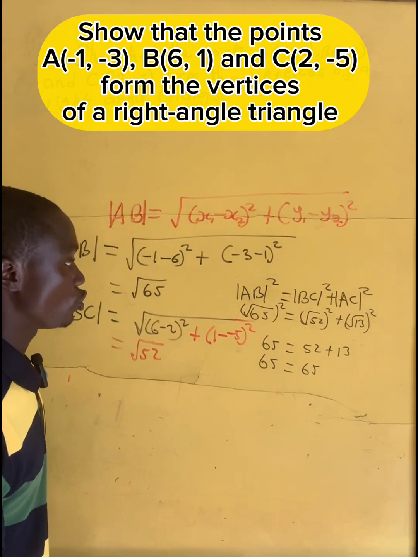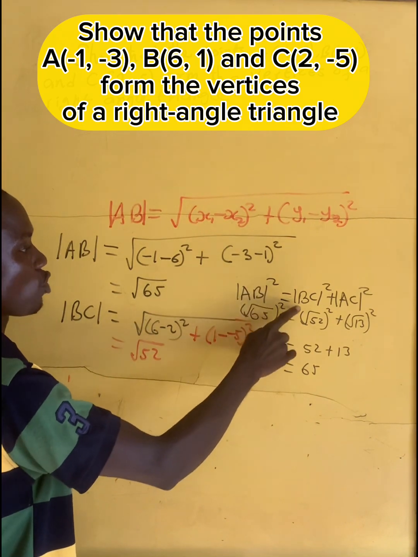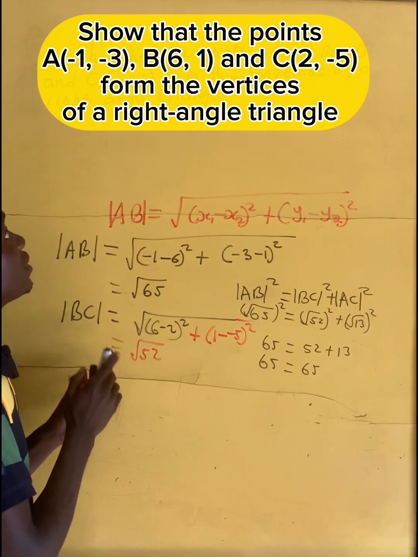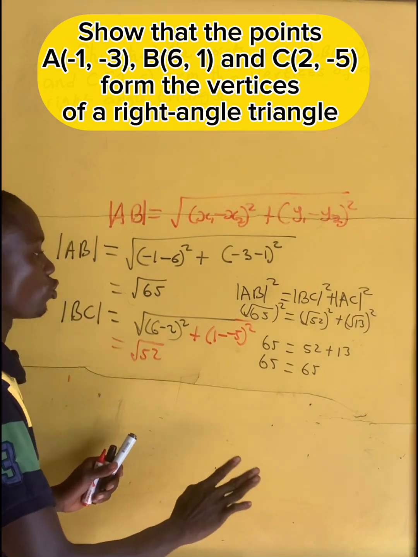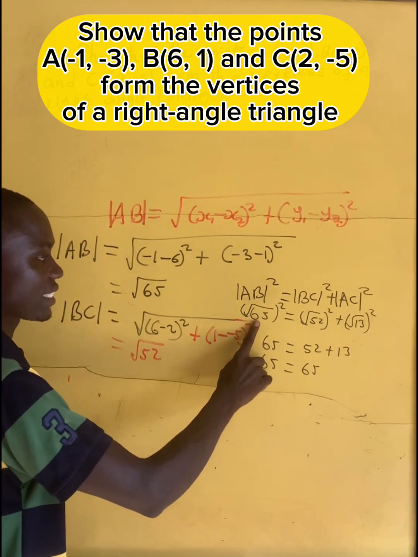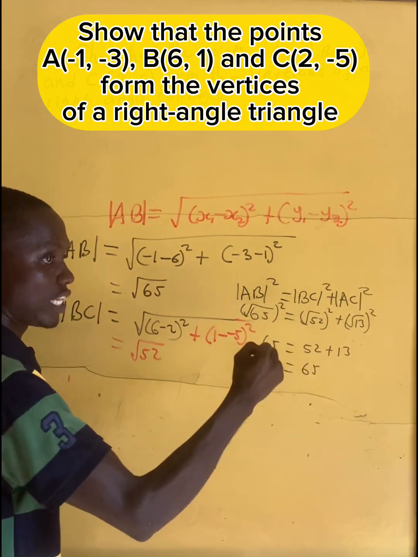So you conclude that since AB squared equals BC squared plus AC squared, the points form the vertices of a right-angled triangle. That should be your conclusion, right? In a very simple way. Remember, it is the highest square equal to the other ones' squares, and then you sum them together.